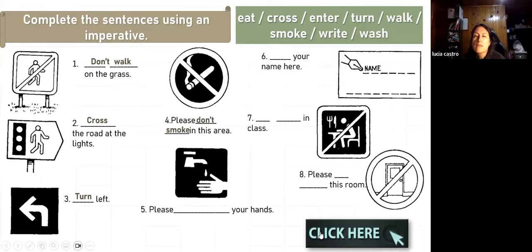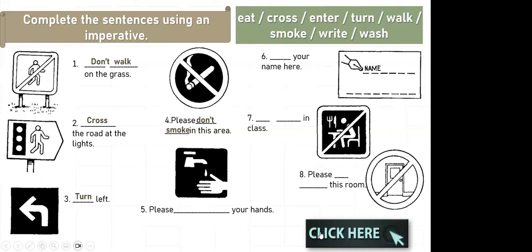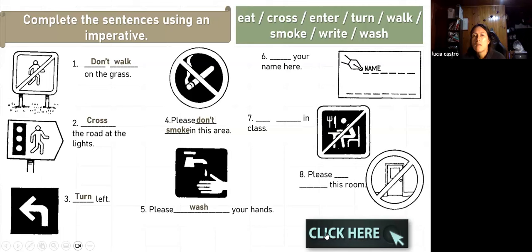Please wash your hands. So when we're using imperatives, we don't change the verb. No ing, no ed, no s, nothing like that. Just the normal verb in this case. Please wash your hands. How about number 6? What do you think? Write your name here. Good job.